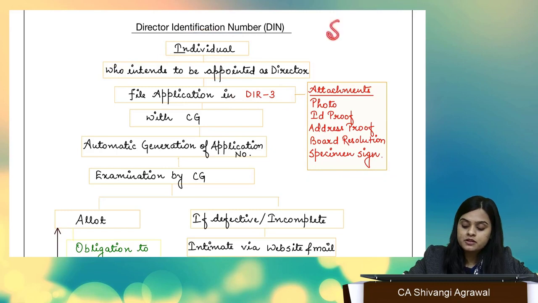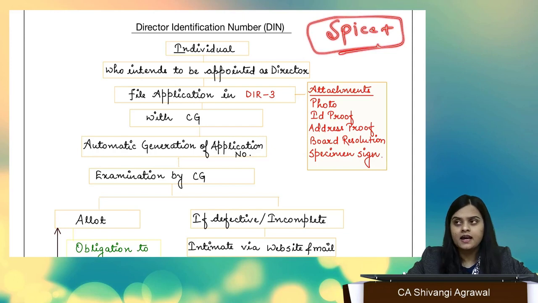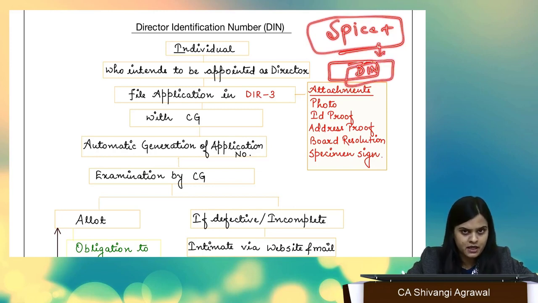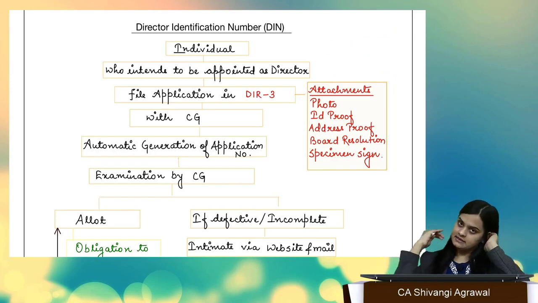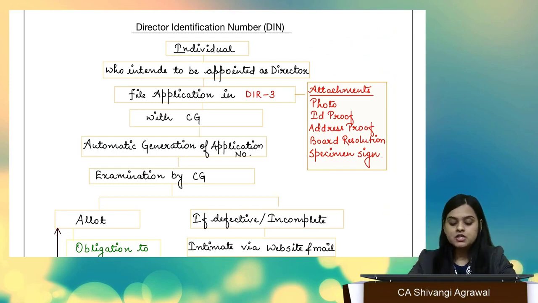There is also an option, SPICe Plus. Supposedly, I'm forming a new company and I have never been a director of any company. So what choice I have is in SPICe Plus only I can fill my details and it is going to work as an integrated form and will also provide me DIN apart from incorporation of the company. Right, so this is also a method of obtaining DIN. Otherwise, the general form and the regular form that we have for DIN is DIR 3. Now, just like you can obtain PAN as and when you need, you cannot obtain DIN as and when you need.